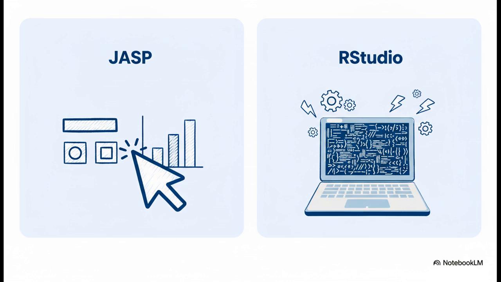First, there's JASP. Think of it as a really user-friendly point-and-click program. It's awesome for just playing around with your data and getting instant what-if results. Then, on the other side, you've got RStudio. Now that's a serious powerhouse. It's all code-based, which means you can customize everything and even automate your analysis and the writing of your report.